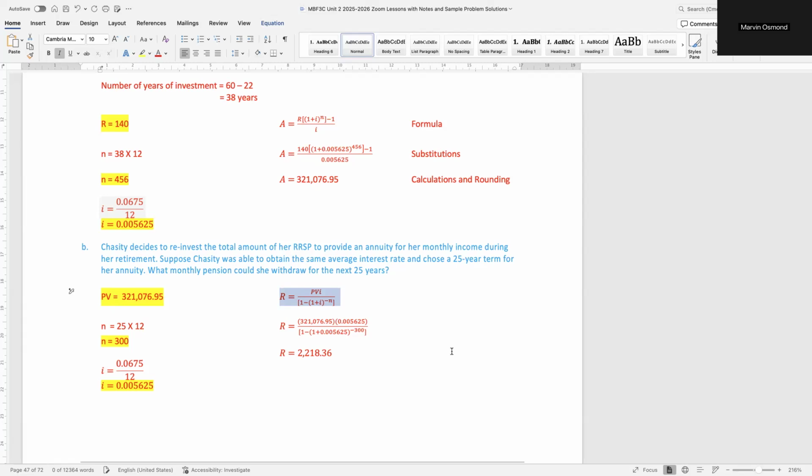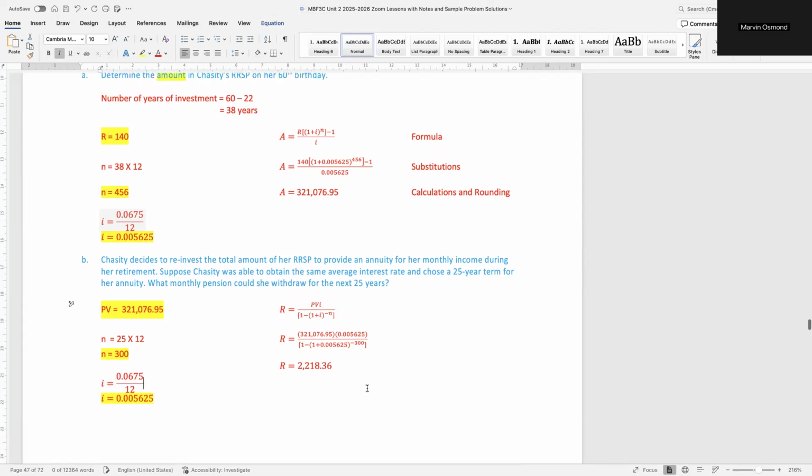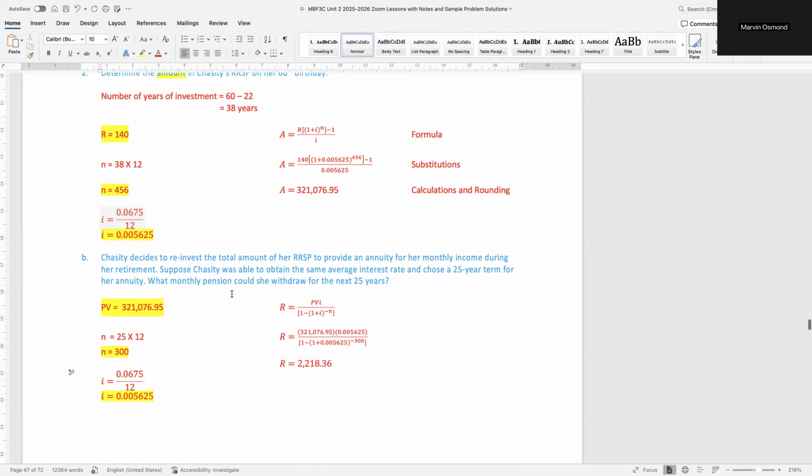$2,218.36. So you can see the benefit of saving money, starting early in life. The earlier you start, the more interest you will earn. Like I said, a small amount per month will go a long way when you retire. $140 a month is not a lot, but $2,218.36 a month is quite a bit of money. So that is how you would solve those sorts of problems.